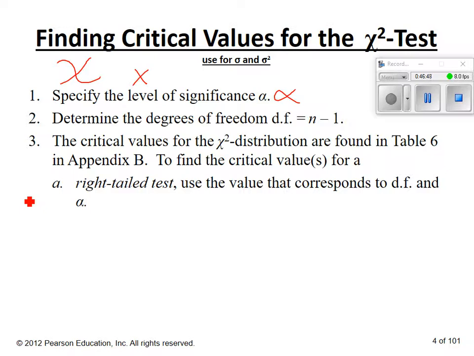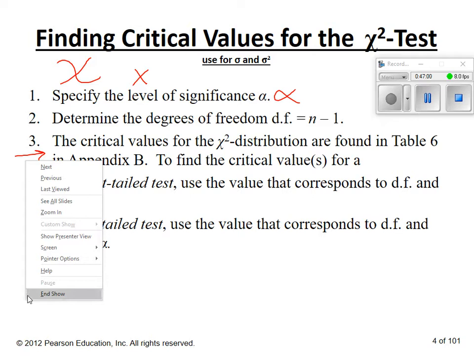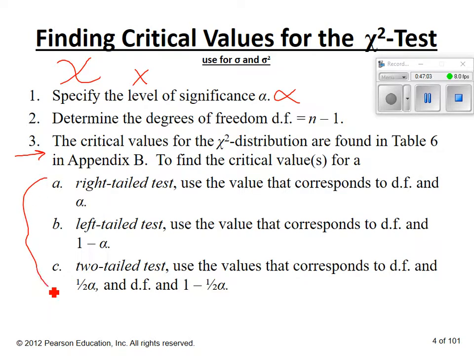Then, there's 3 things here. The critical values for the chi distribution are found in table 6b. I probably wouldn't write all this right here, but these next 3 things, the A, B, and the C, I would write those. If it's right-tailed, you just use the alpha. If it's left-tailed, use 1 minus alpha. If it's two-tailed, you do half of alpha and then 1 minus half of alpha. So it's sort of backwards to using the Z-chart. It's backwards because the Z-chart tells you the area on the left, the chi chart tells you the area on the right.